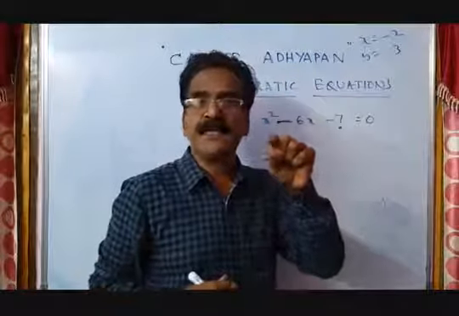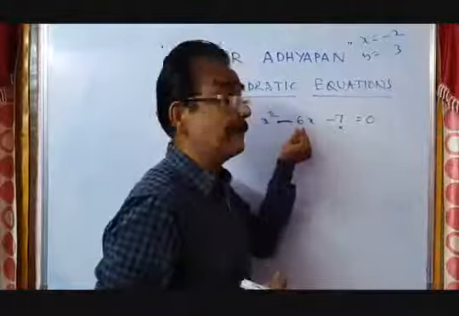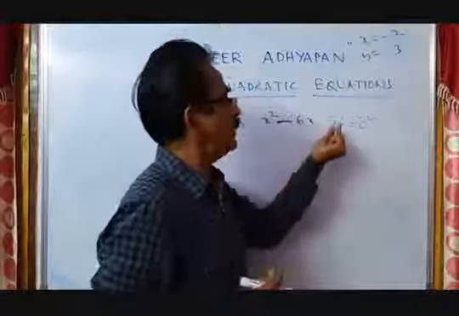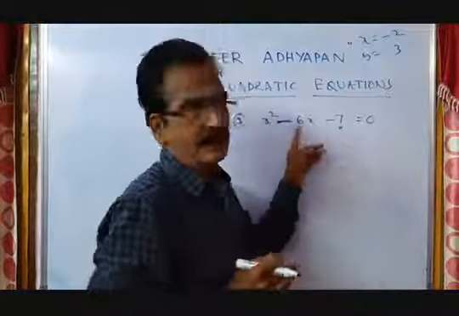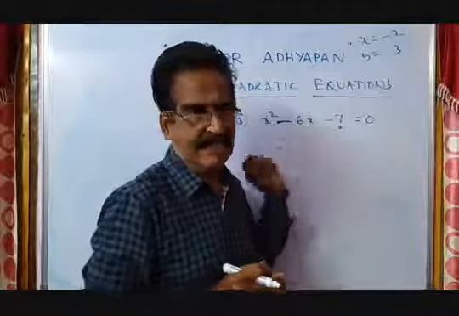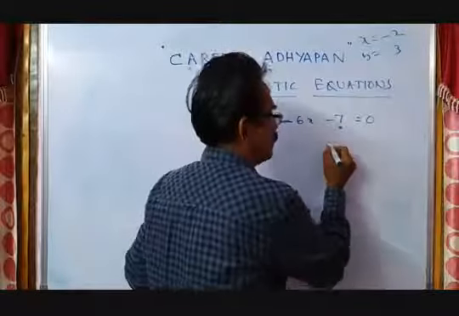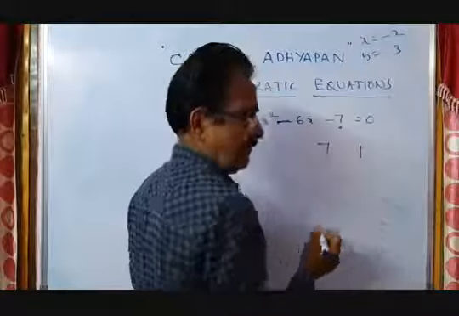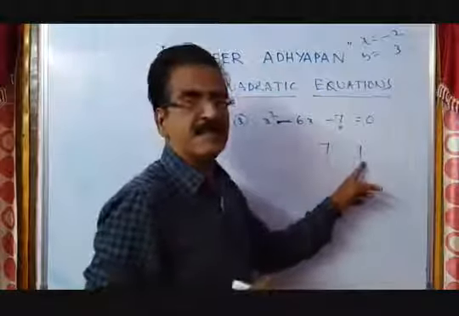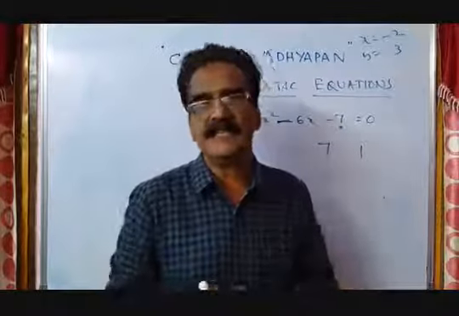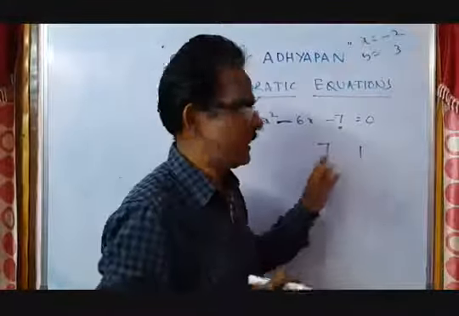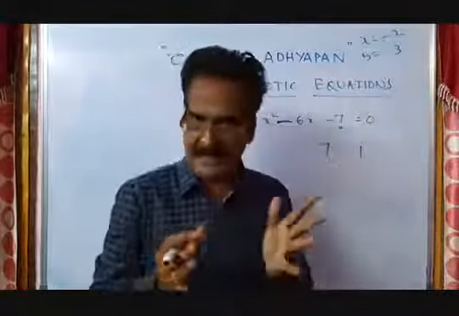In the previous two cases, it is the sum. Here the product is 7, and the difference is 6. So what are those two values? 7 and 1. Product is 7 into 1, 7. Difference 7 minus 1, 6. The difference is 6. Now we have to decide the sign.